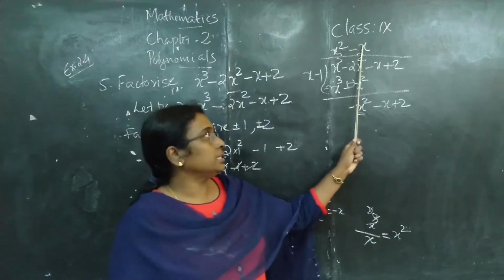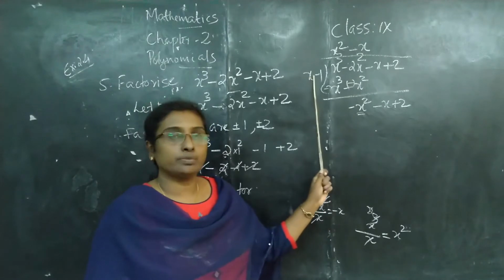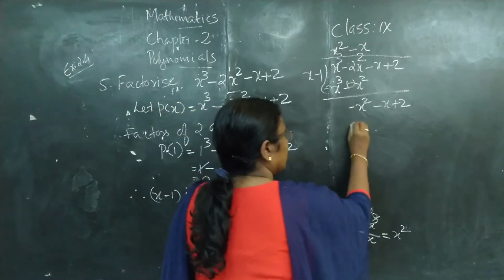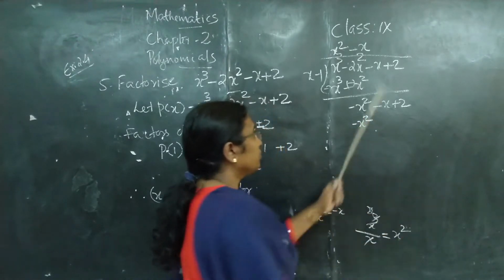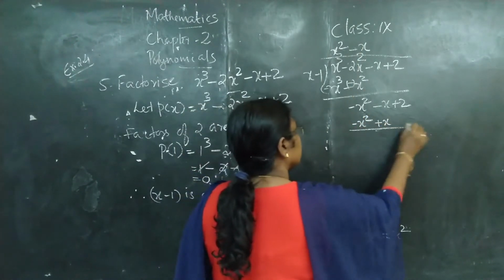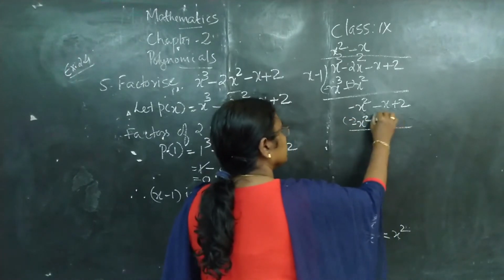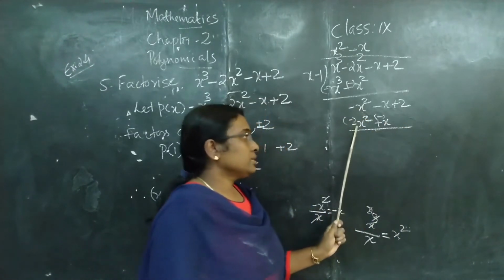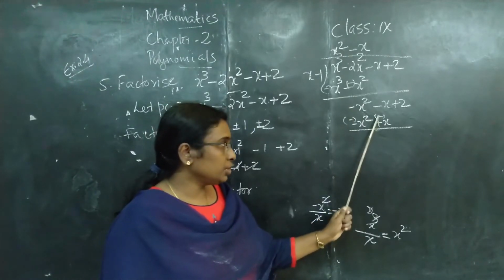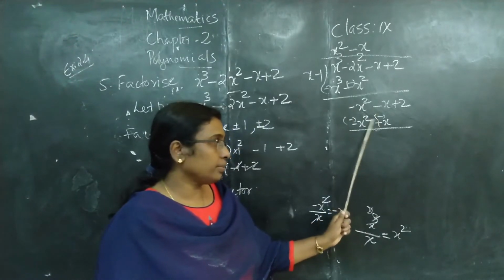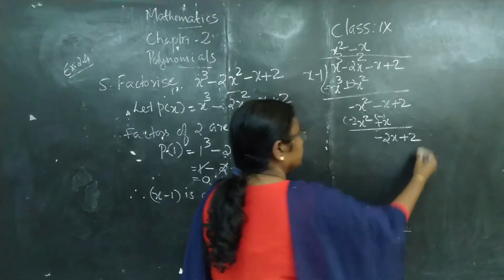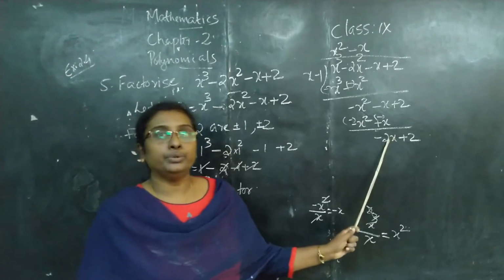Then multiply this minus x with x minus 1. Minus x into x is minus x square. Minus x into minus 1 is plus x. Then subtract. Minus into minus plus. Minus x square plus x square is 0. Plus into minus minus. Minus x minus 2x. Plus 2. Now this becomes the new dividend.